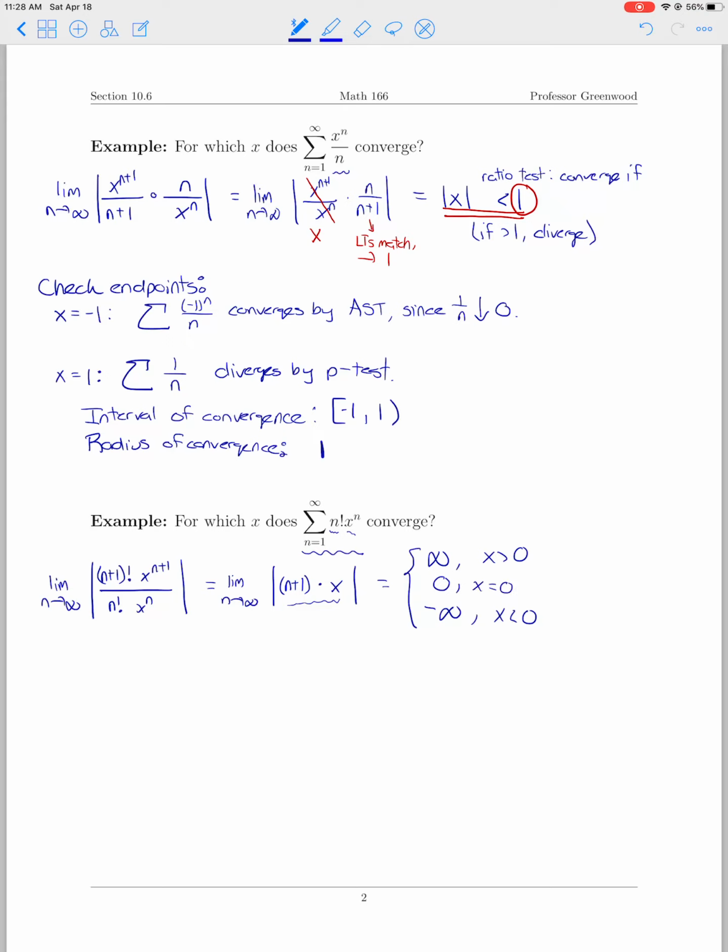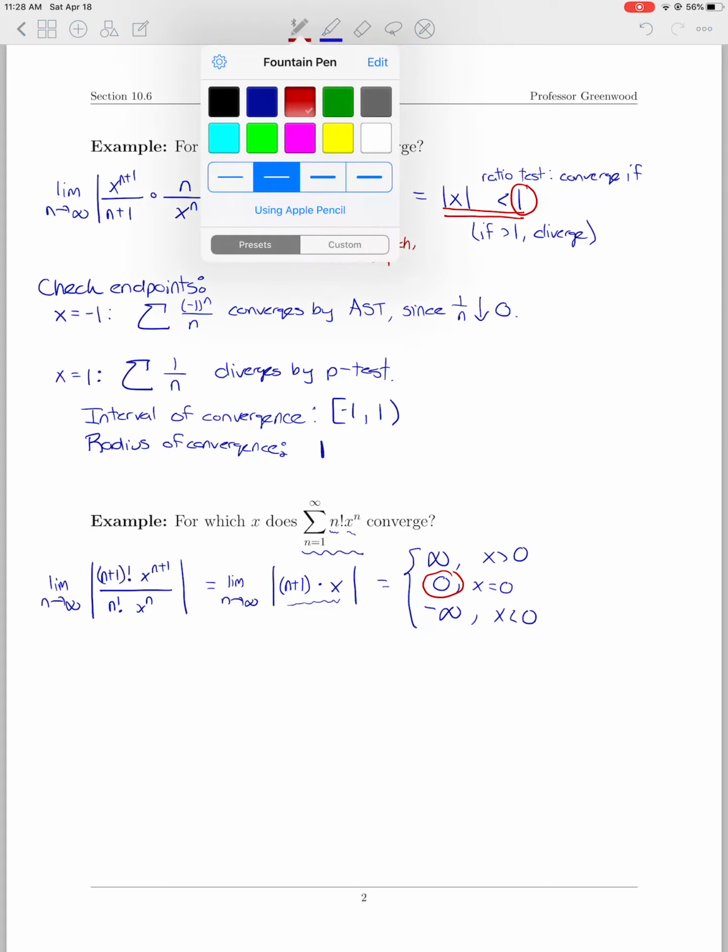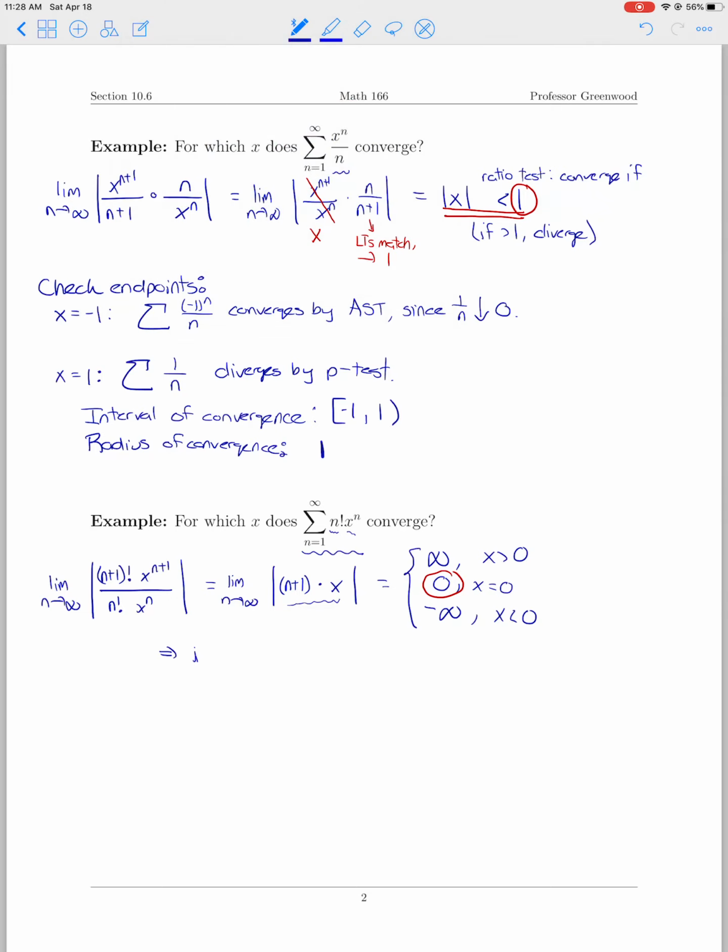And so now we can see what happens in each of these cases according to the ratio test. The ratio test says that this limit would have to be less than 1 in order for it to converge, and that does happen, but only in this one case. And so that's telling me that the interval of convergence is going to look a little bit dumb, but it's just the interval from 0 to 0, including 0, because it does converge there. And then in this case, the radius of convergence, or in other words, the width for which this converges, is just going to be 0.